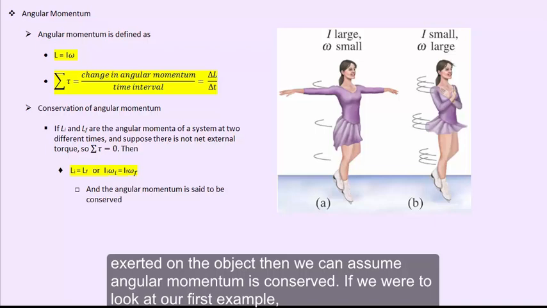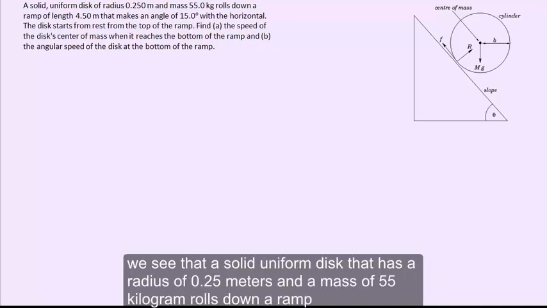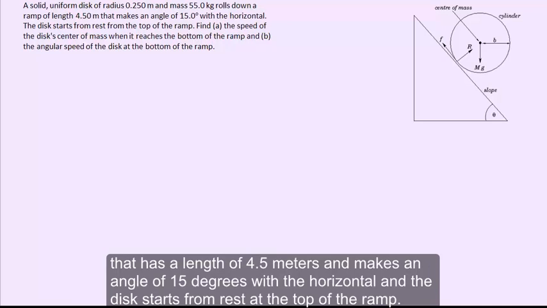momentum is conserved. If we were to look at our first example, we see that a solid uniform disk that has a radius of 0.25 meters and a mass of 55 kilograms rolls down a ramp that has a length of 4.5 meters and makes an angle of 15 degrees with the horizontal. And the disk starts from rest at the top of the ramp.